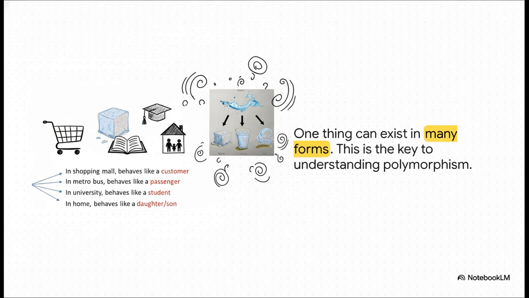Think about water, right? It can be solid ice, a liquid, or a gas. It's always H2O, but it takes on different forms. Or think about yourself. At a store, you're a customer. On a train, you're a passenger. At home, you're part of a family. Same person, just different roles. That ability to be one thing but have many forms is exactly what we're talking about in our code.